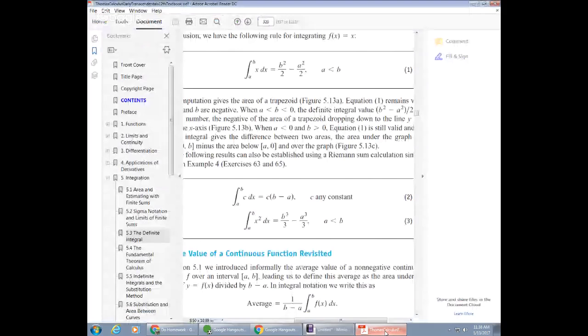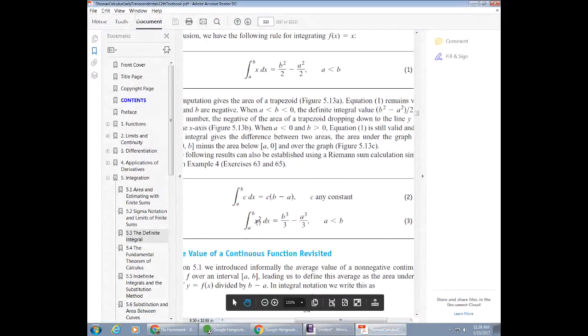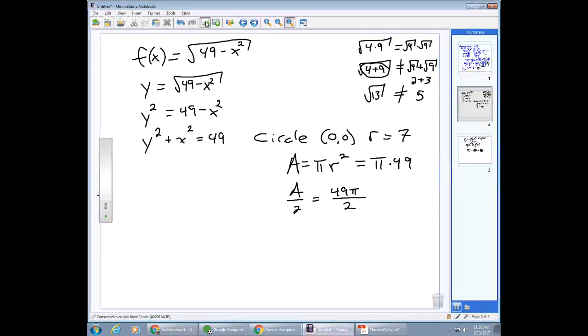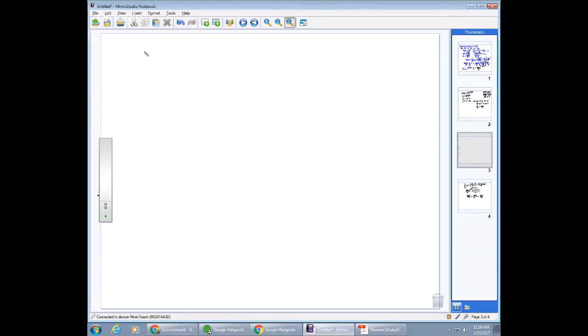So again, we're given the formula here. If we have a square that we're finding the area underneath, it turns out we need cubes to find the area. The problem here is t squared from 0 to 1/2. According to the formula, we want the integral from 0 to 1/2 of t squared dt.